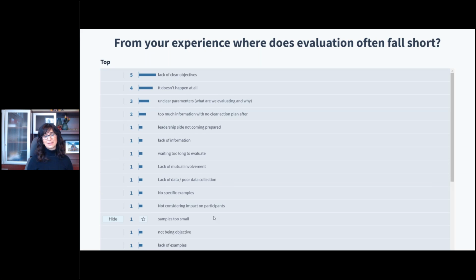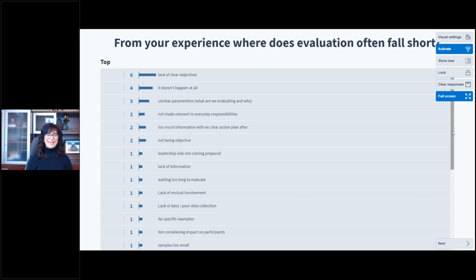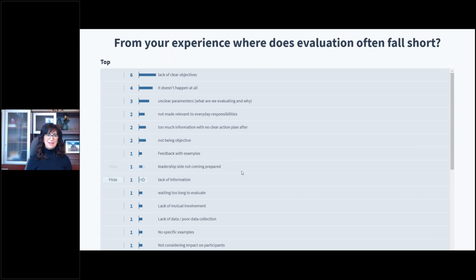Not considering impact on participants, lack of data or poor data collection, no specific examples, too much information with no clear action plan after, not made relevant to everyday responsibilities. Great things to think about. So in our little hour workshop, we're going to try to address some of the things that you're articulating here. Preconceived end results, waiting too long to evaluate, absolutely.